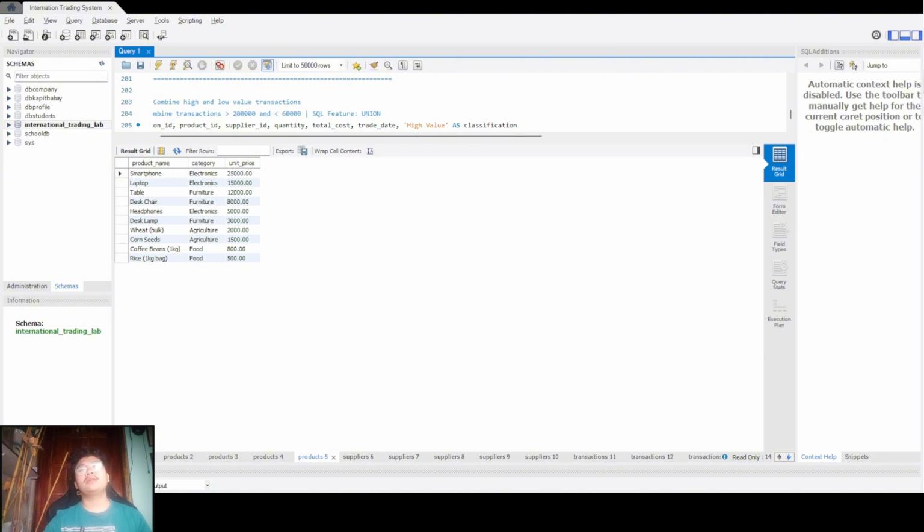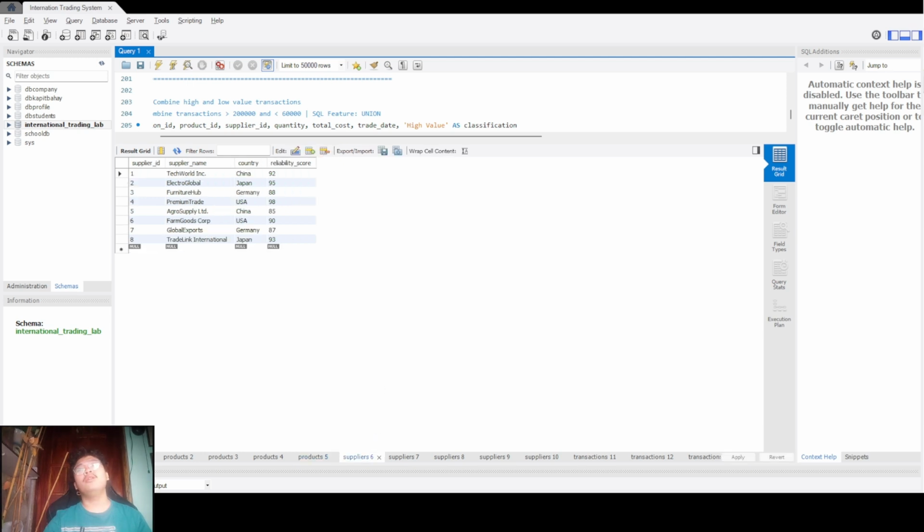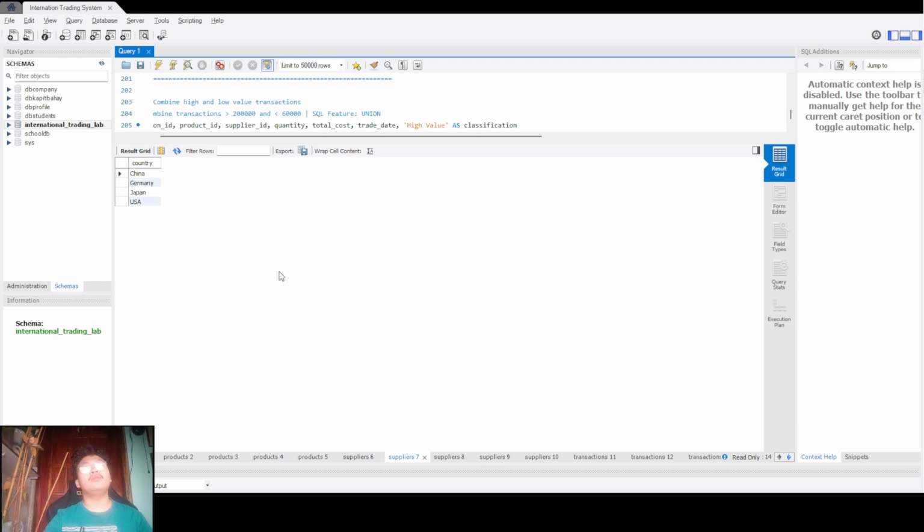Then test case 6 is SELECT * FROM suppliers. This shows all 8 suppliers with their ID, name, country, and reliability score. It is a simple query to see all supplier information. Test case 7 is SELECT DISTINCT country FROM suppliers. It shows only unique countries: China, Germany, Japan, and USA. This removes repeats, so we have 4 countries instead of 8 rows.